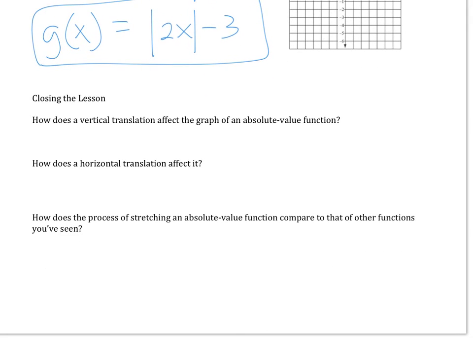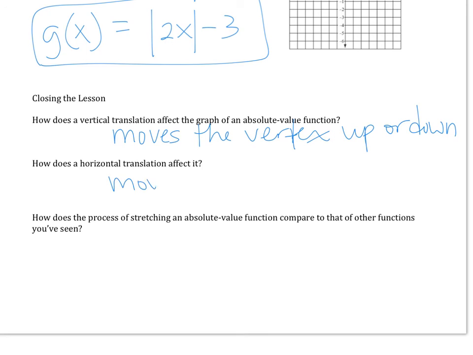How does a vertical translation affect the graph of an absolute value function? Vertical translation moves the vertex up or down. How does a horizontal translation affect it? Moves the vertex left or right.